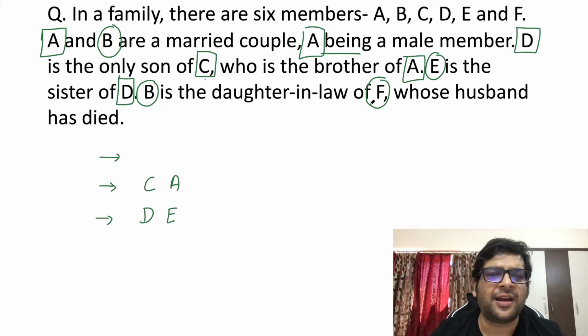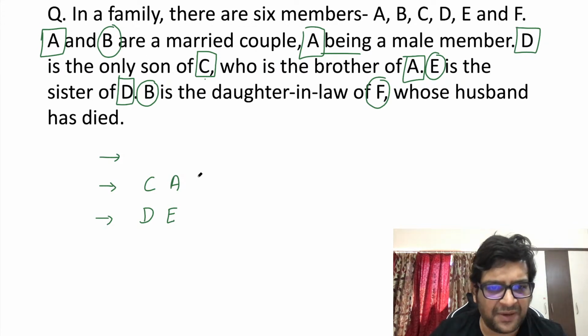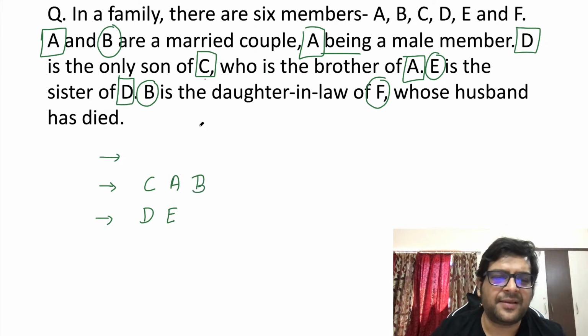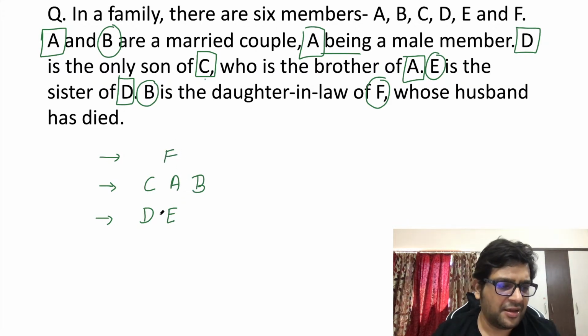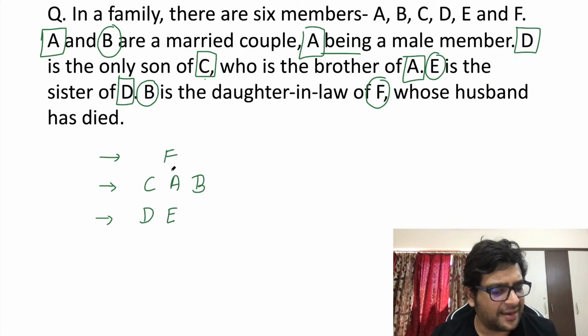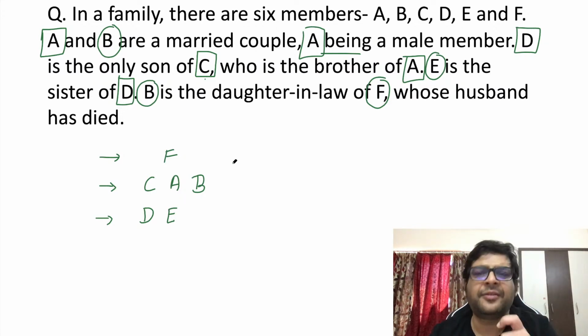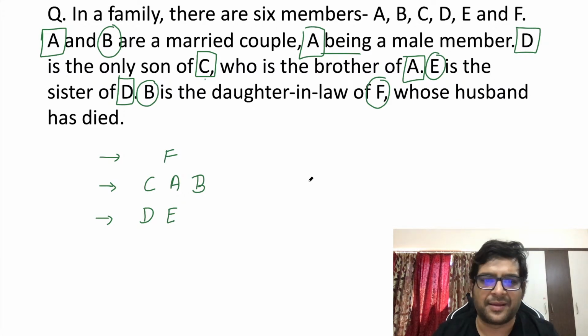B is the daughter-in-law of F. A and B are a married couple, so B will be in this generation. And B is the daughter-in-law of F, so F will be in the top generation. So out of the six people, I have now figured out their generations also. Once you have figured out their generations, making the family tree becomes a little bit simpler.